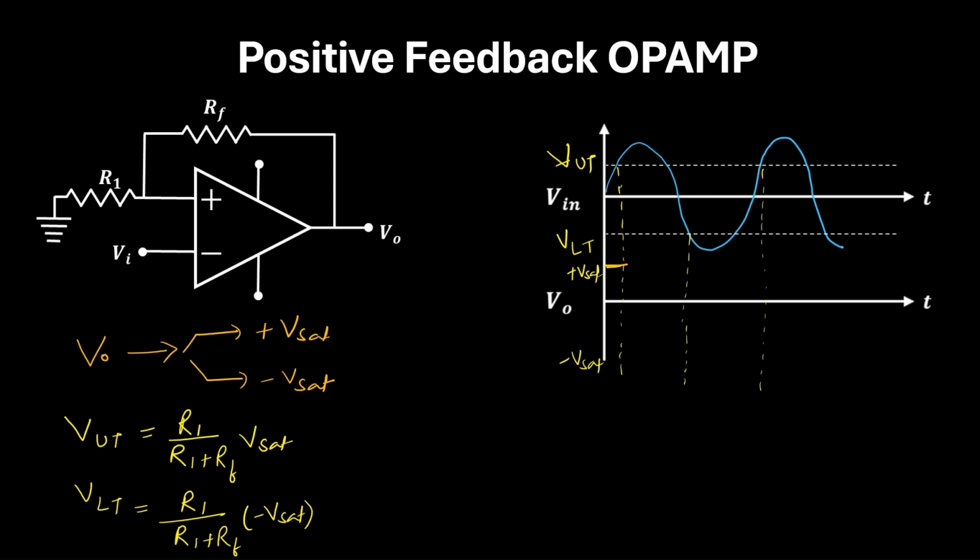Then after this point, it will go to minus saturation. Then at this point, again, it will come to plus saturation. Then after this point, it will again come to minus V saturation. So this is the output.